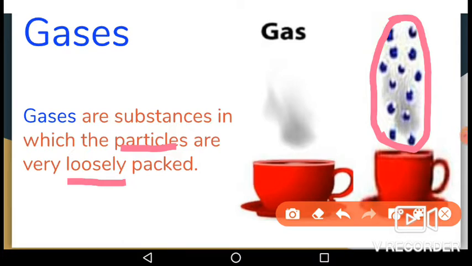Gases have neither a fixed volume nor a fixed shape. The gaseous state has the highest compressibility as compared to solids and liquids. There are a few characteristics of gases. They have neither a fixed shape nor volume. They are easily compressible. Molecules are far apart.